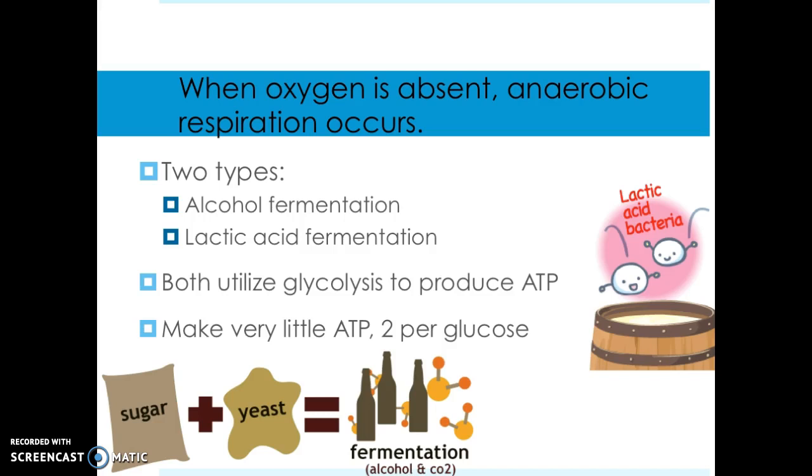So there's two types of anaerobic respiration. The first one is alcohol fermentation, so that's what you saw in your yeast. And the second one is lactic acid fermentation. Both of these processes utilize glycolysis, and they do that because glycolysis doesn't use any oxygen. So this just basically allows the cell to undergo ATP production without any oxygen present.